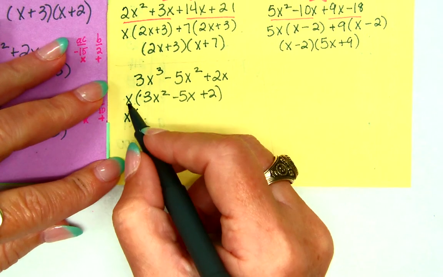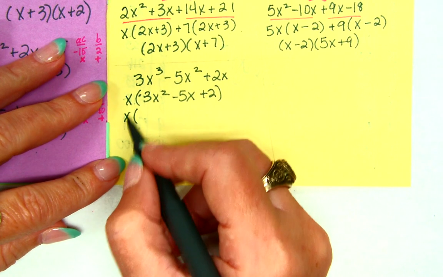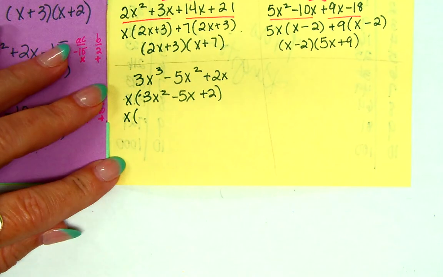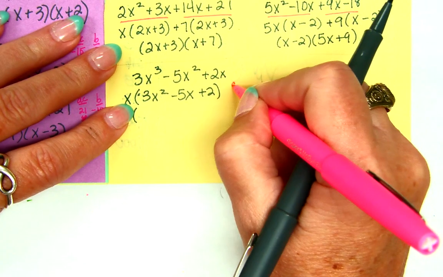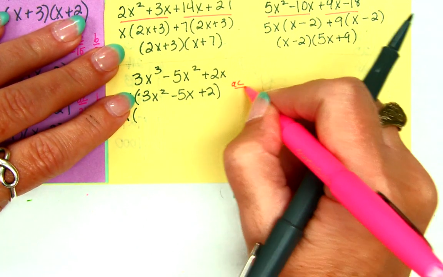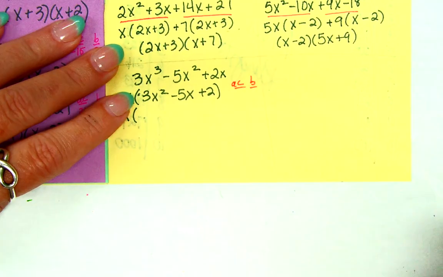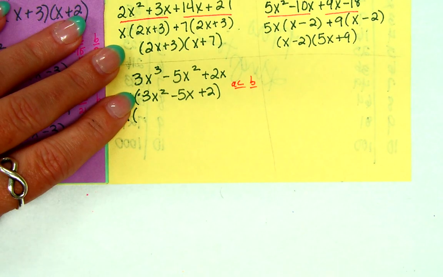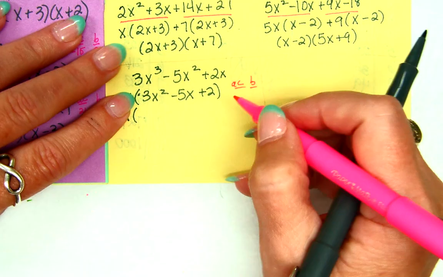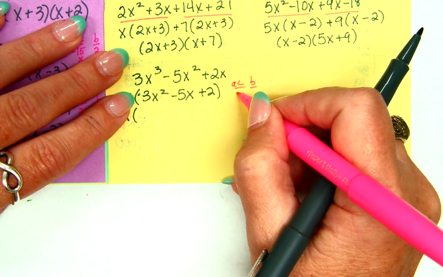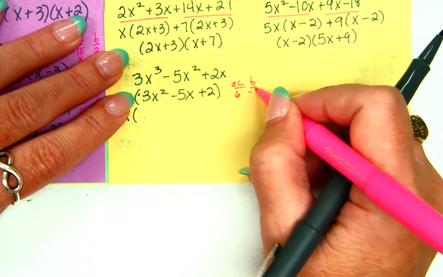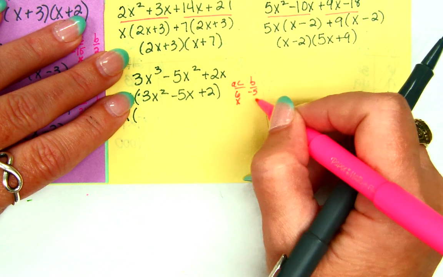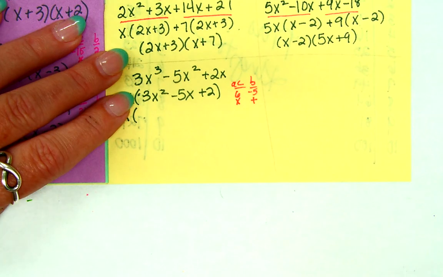I still have to drag this x along because I can't just forget it, because it was part of the original problem, right? But now I need to do AC based on just the thing in the parentheses, and B based on just the thing in the parentheses. So what's AC for this problem? 6. And what's B? Negative 5. So what two numbers multiply to be 6 and add to be negative 5?